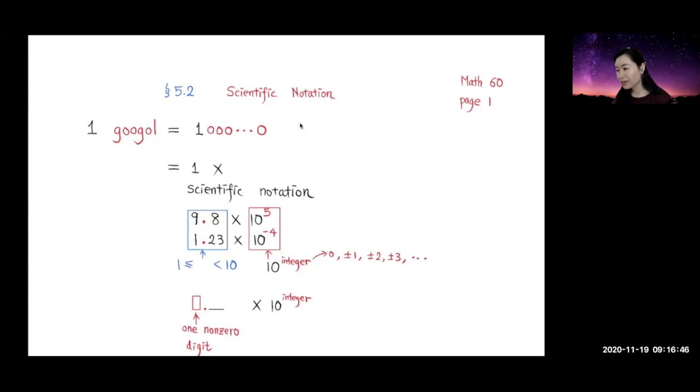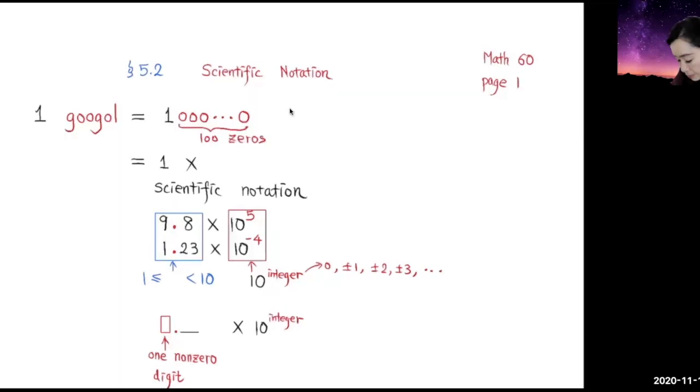Now, one googol, let me tell you the story. One day, this mathematician wrote down this number, 1 followed by 100 zeros. So he said, well, this will be a very nice number. Let's give it a name. And he asked his nephew, who's maybe 1 or 2 years old, and the nephew said, googol. So let's just name this googol. That's how it comes from.